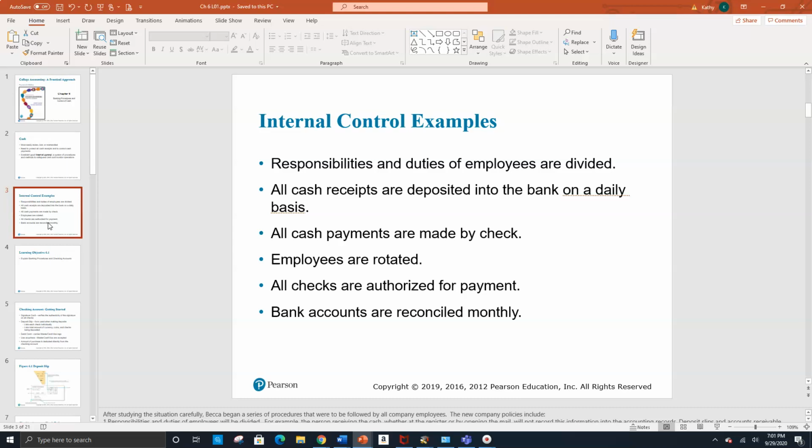Employees are rotated. Usually if you're an accountant, they make you take at least a week off work so that they can check if anything's bad, usually within a week. It's kind of suspicious if they don't take a week off. All checks are authorized for payment. Bank accounts are reconciled monthly.